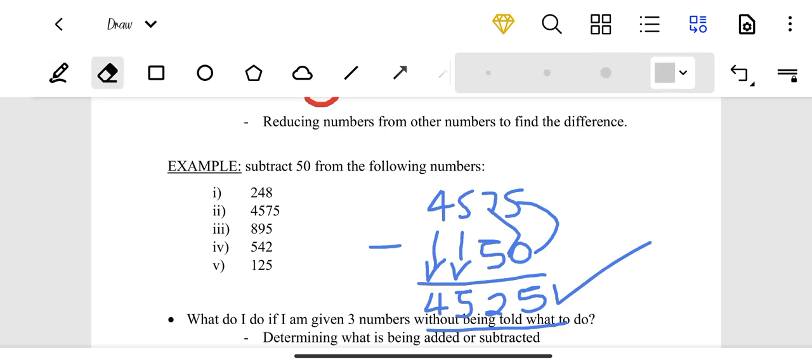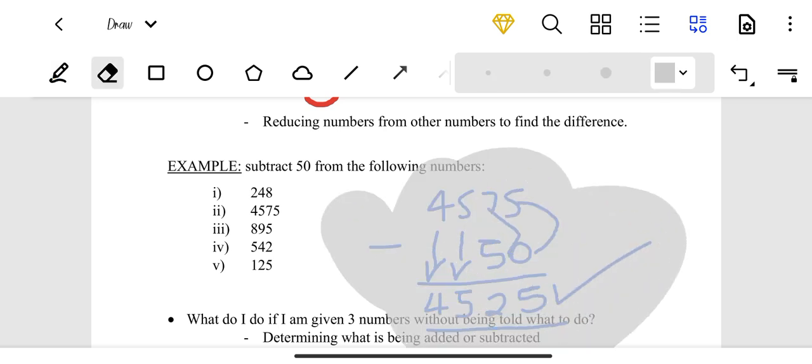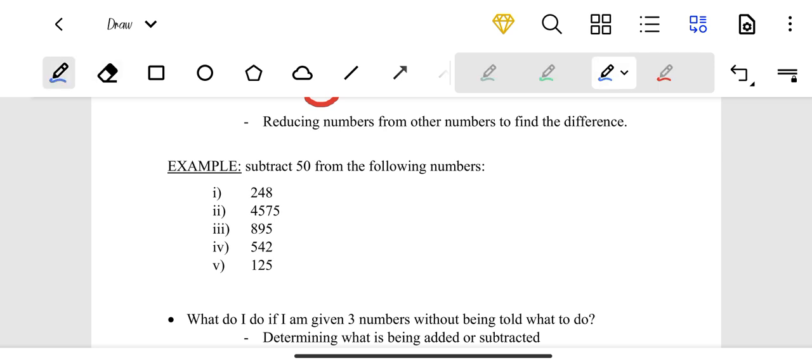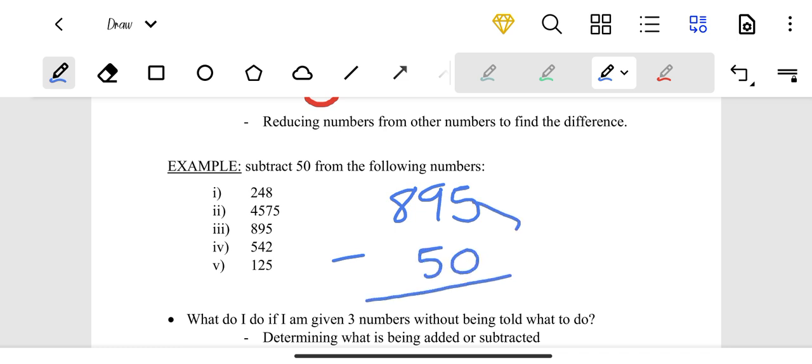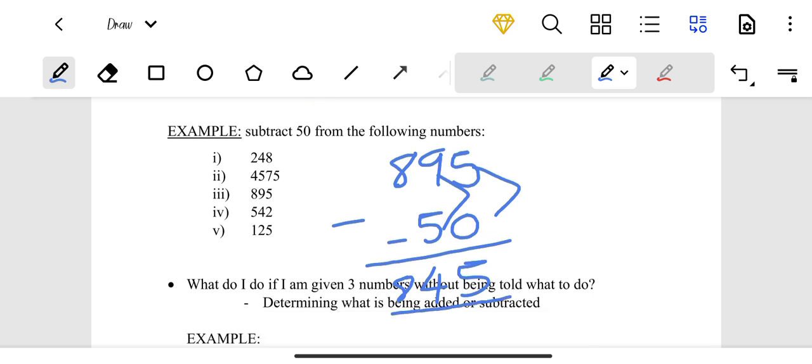So jumping to the third one. We have 895. We are subtracting a 50. So now we're going to have 5 minus 0 is 5. 9 minus 5 is 4. 8 minus empty is 8. And that is the final answer. I hope it is actually making sense on your side.